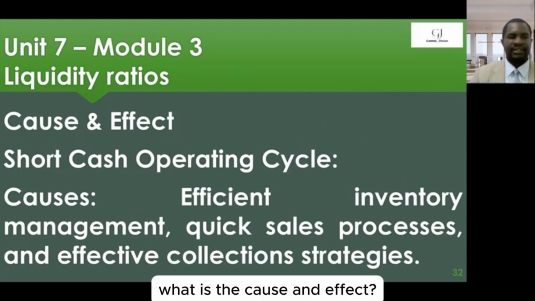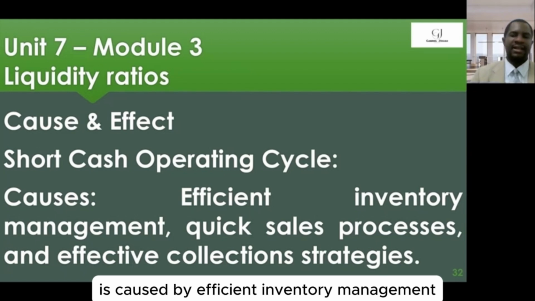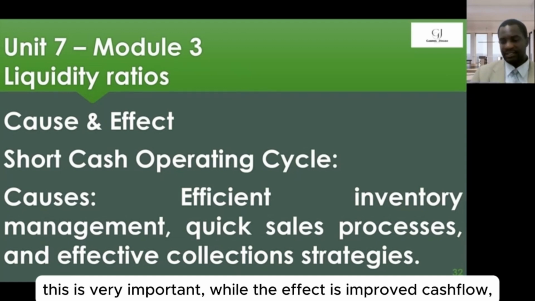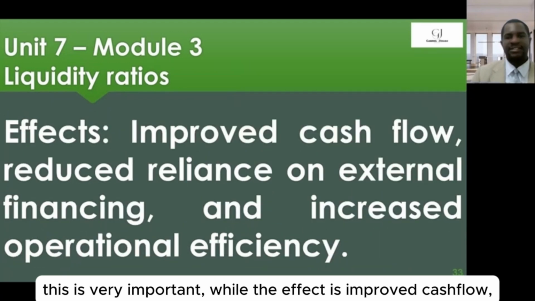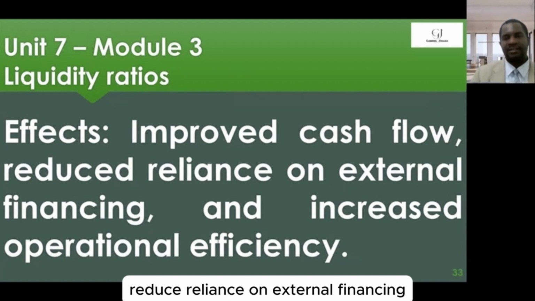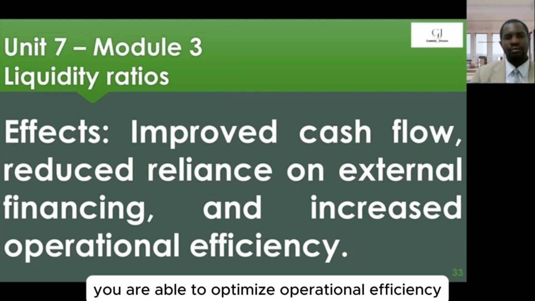What is the cause and effect? A short cash operating cycle is caused by efficient inventory management, quick sales processes, effective collection strategies. This is very important. While the effect is improved cash flow, reduced reliance on external financing, because when you have a shorter cash operating cycle, you are able to optimize operational efficiency.